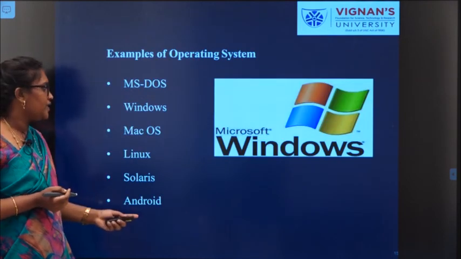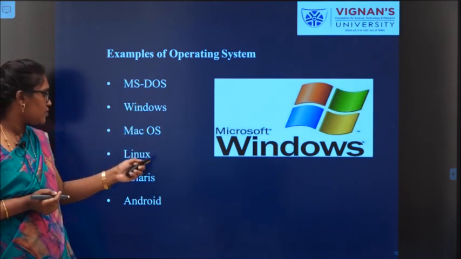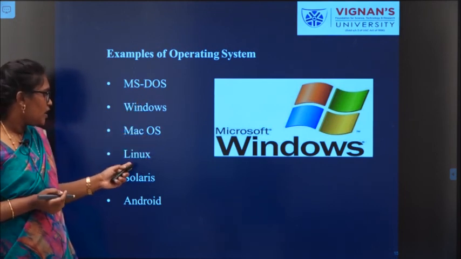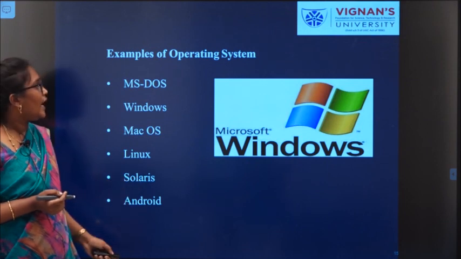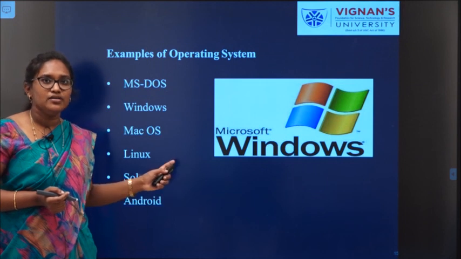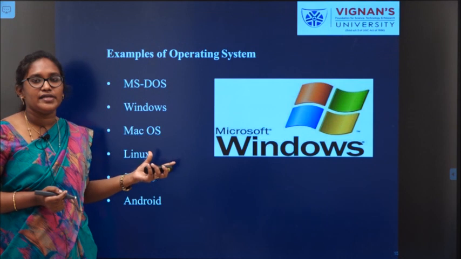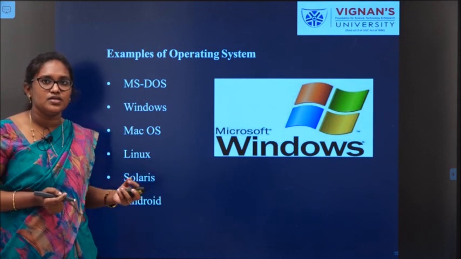Examples of operating systems are MS-DOS, Windows, MacOS, Macintosh, Linux, Solaris, and the Android operating system. From these examples you can categorize which is a command line interface and which is a graphical user interface.